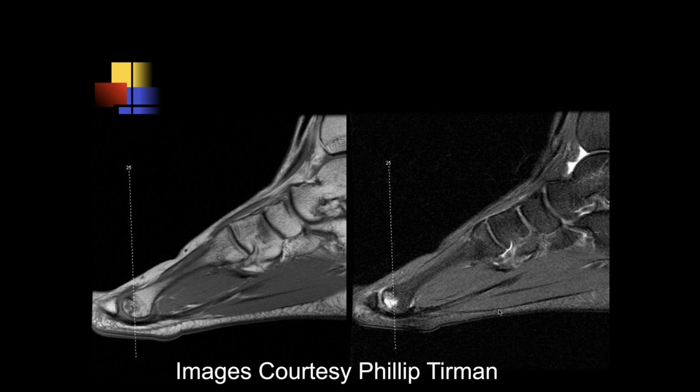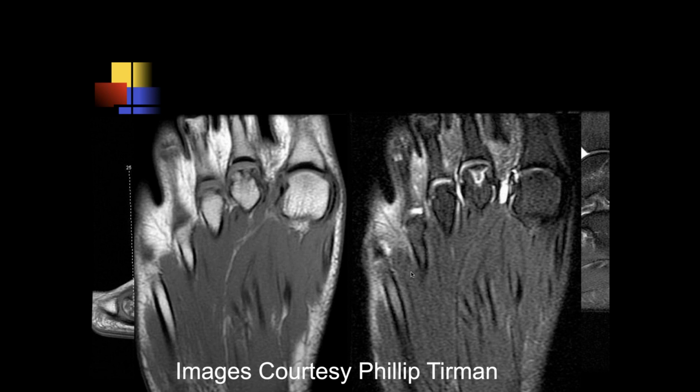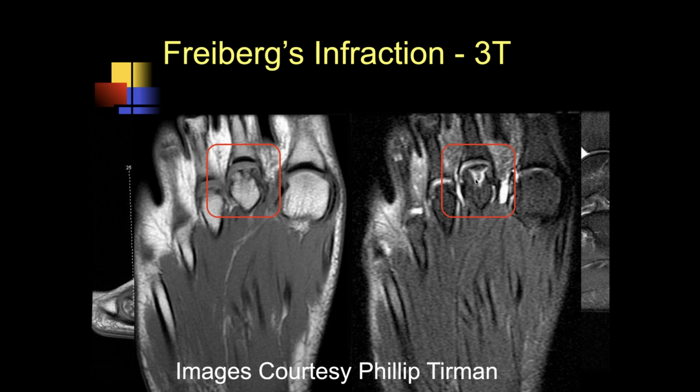Okay. Here's just another example where we can see a different kind of edema distally here. Here we can see a little double line sign. So in this case, some people might want to call this an AVN. But again, this is an area where you have a lot of trauma, and this is really Freiberg's infraction. These are due to repetitive trauma.